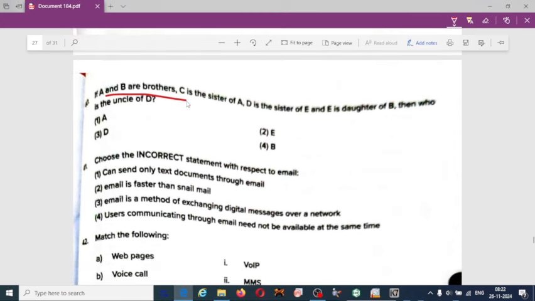A and B are brothers. C is the sister of A and D. D is the sister of E. E is the daughter of B. Then who is the uncle of D? A and B are brothers. Okay. C is the sister of A.